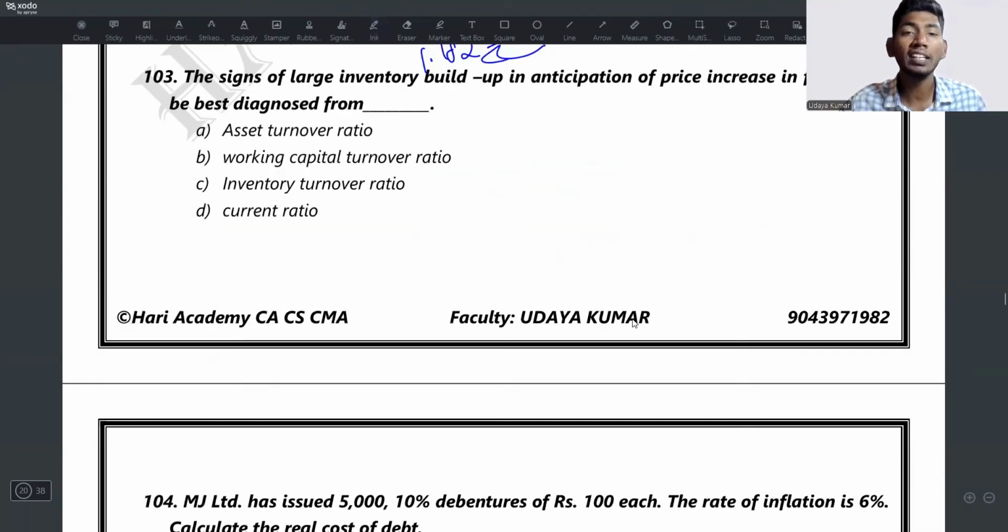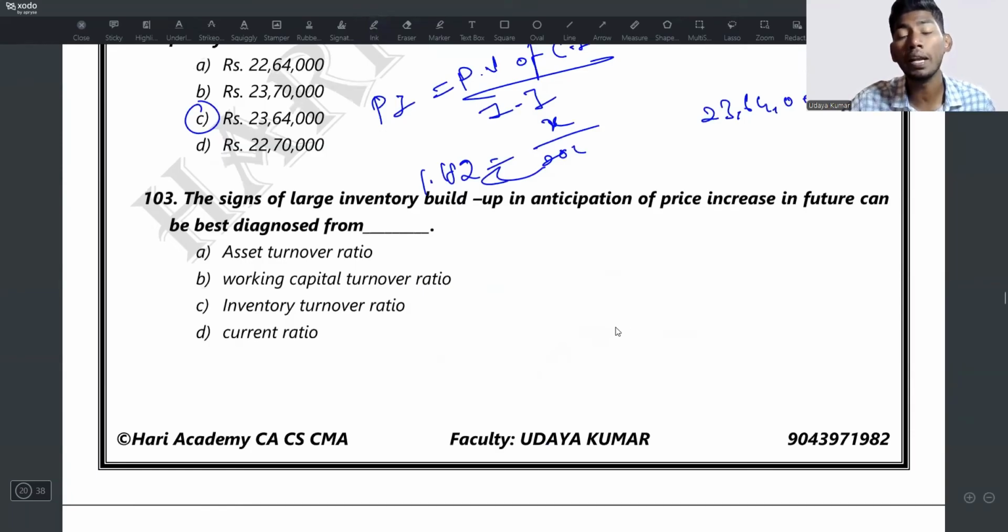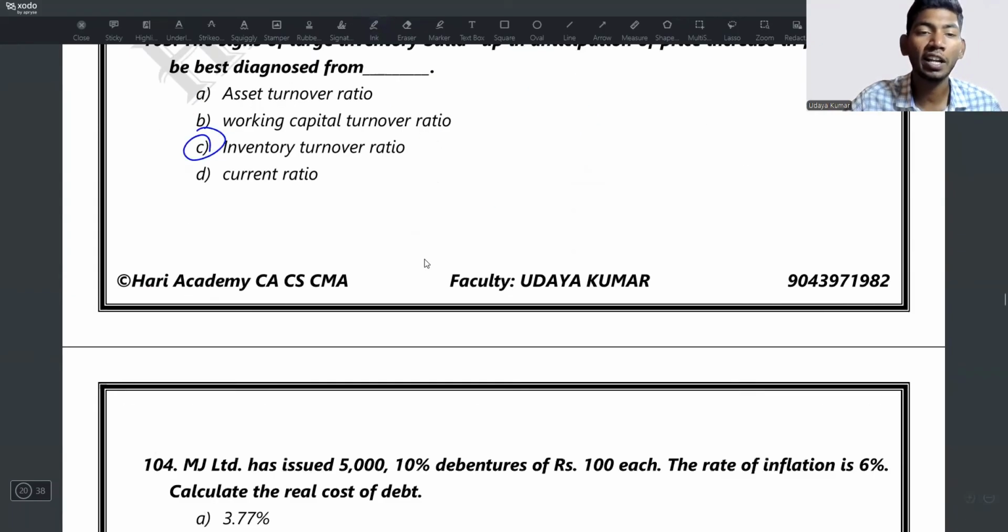So moving to question 103, the signs of large inventory build up in anticipation of price increase in future can be best diagnosed from which ratio? Which ratio is it? It's inventory turnover ratio. Clear? Okay, moving to the 104.